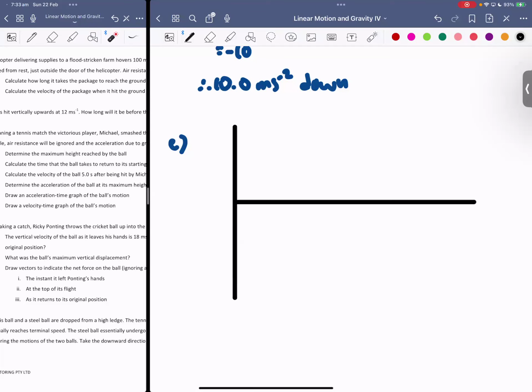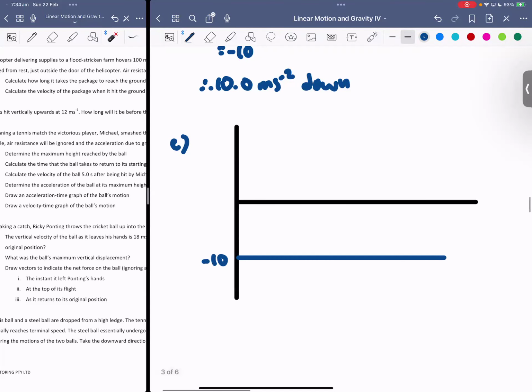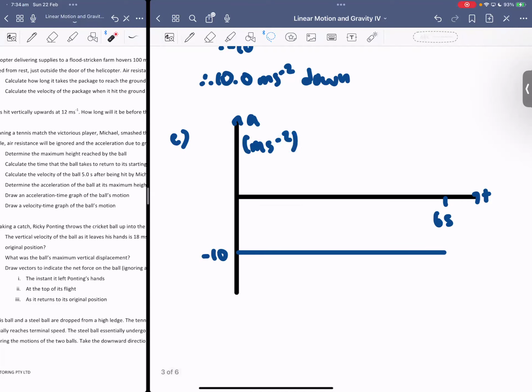What will my acceleration versus time graph look like? A straight horizontal line at negative 10. I agree. This is the acceleration. And if you want to be really good, you'll make a little remark here that it's 6 seconds only. Then it stops. All right, this is the acceleration in m/s to the negative 2, and that's what it looks like. They also want a graph of velocity versus time.